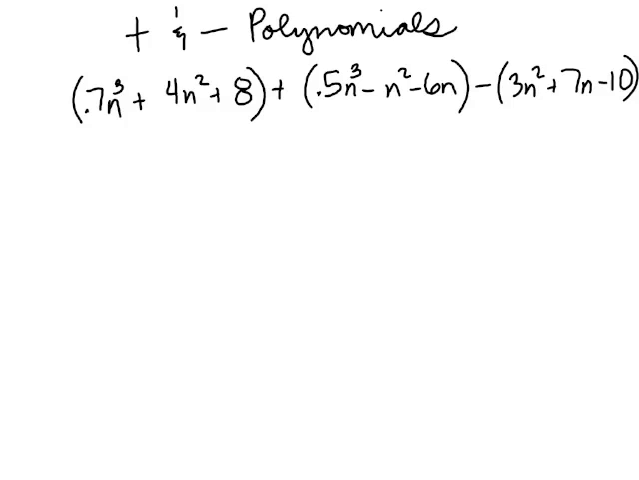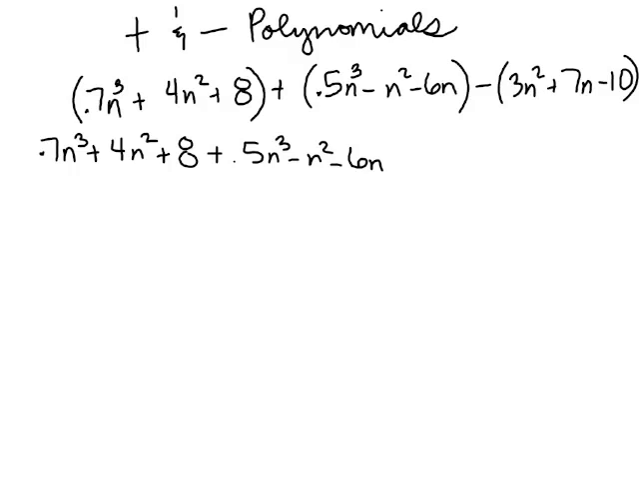I can rearrange things. Not yet, hold on. Do I need to do anything to get rid of this first set of brackets? No. Okay, so it's 0.7n cubed plus 4n squared plus 8. How about my second set of brackets? No, I just want to rewrite it. Okay. What about my third set of brackets?